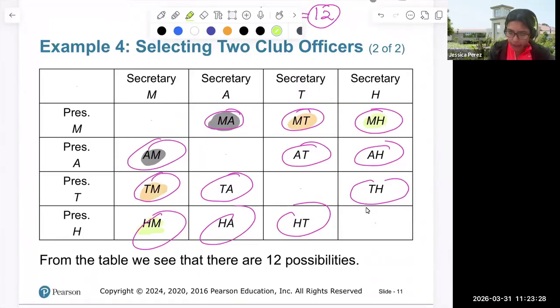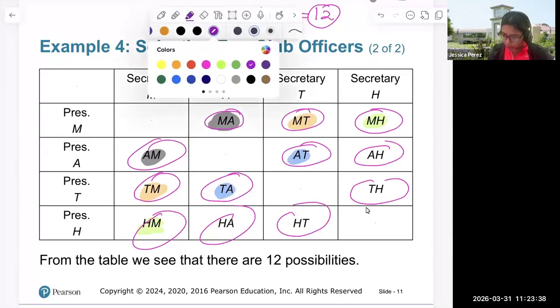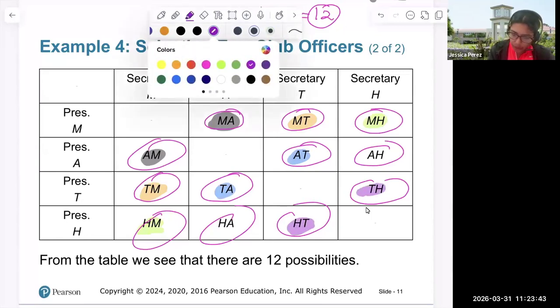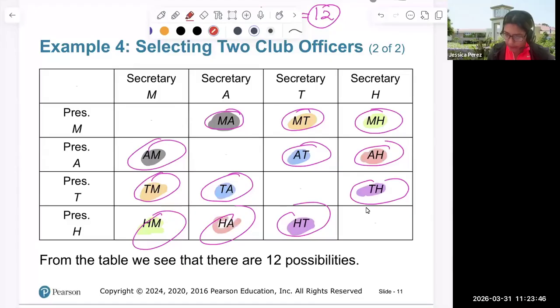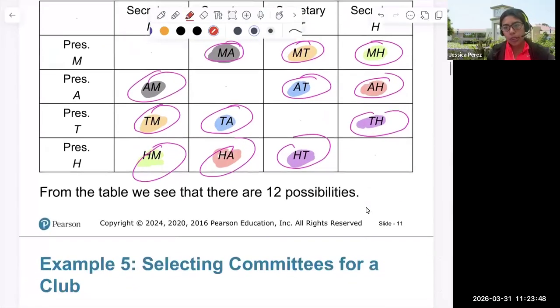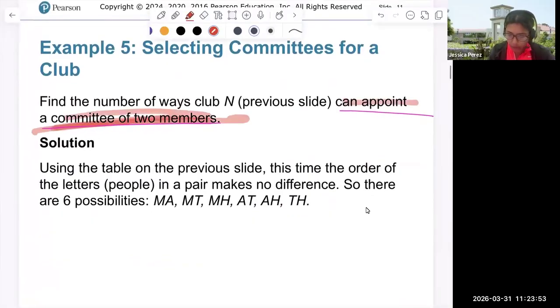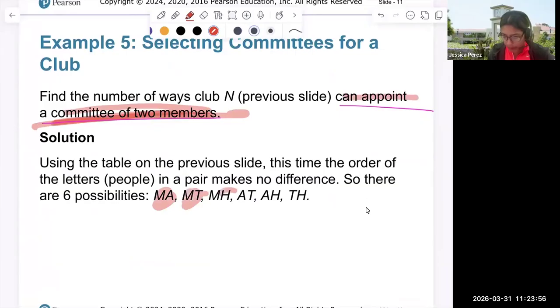So the different colors. And then if I do blue, TA and AT are the same. And then if we have purple, HT is the same as TH. And then of course, AH is the same as HA. So notice that we are only going to look at appointing a committee of 2 members. So you're exclusively doing MA, MT, MH, AT, AH, and TH. So that cuts it in half. So MA and AM are the same.